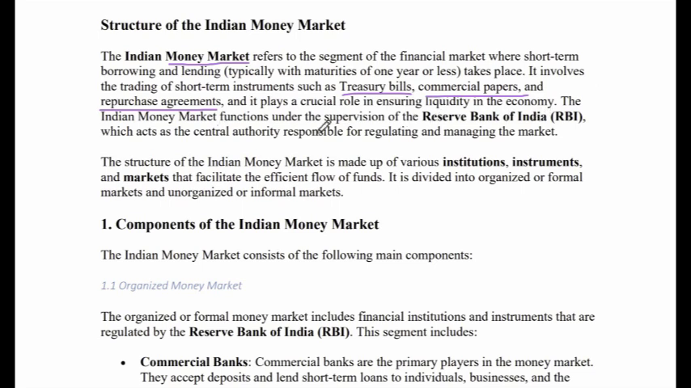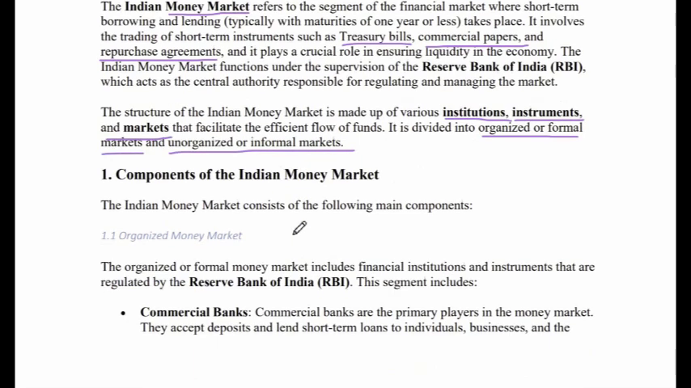The Indian money market functions under the supervision of RBI, which acts as the central authority responsible for regulating and managing the market. The structure of the Indian money market is made up of various institutions, instruments, and markets that facilitate the efficient flow of funds. It is divided into organized or formal markets and unorganized or informal markets.